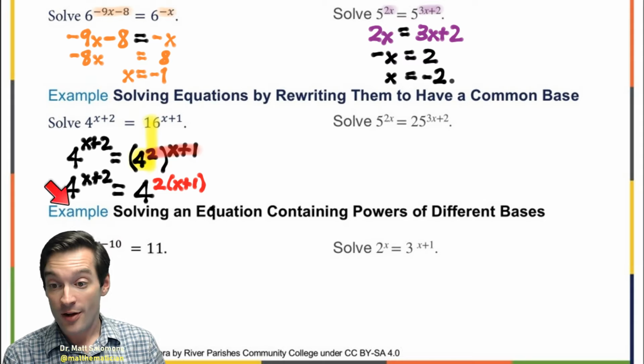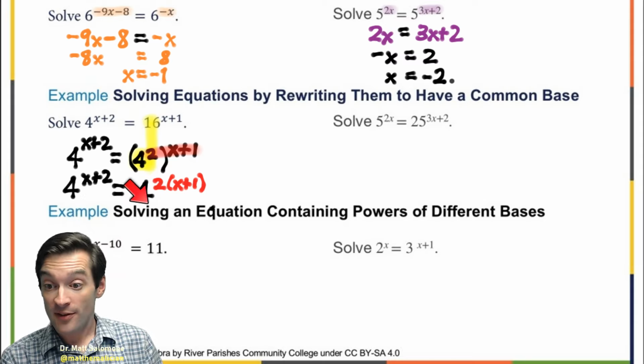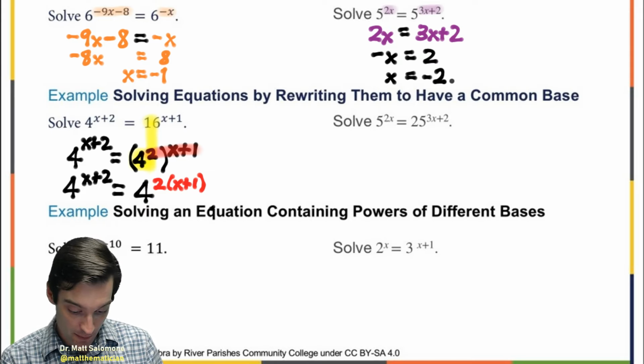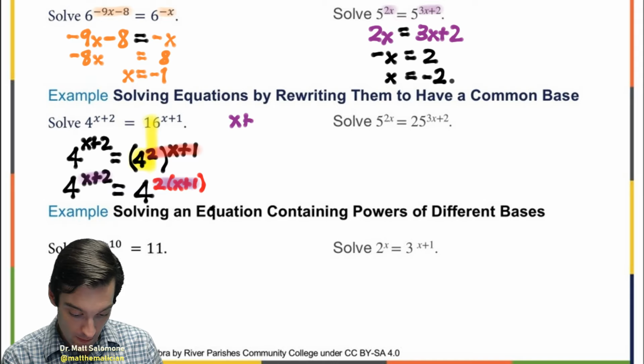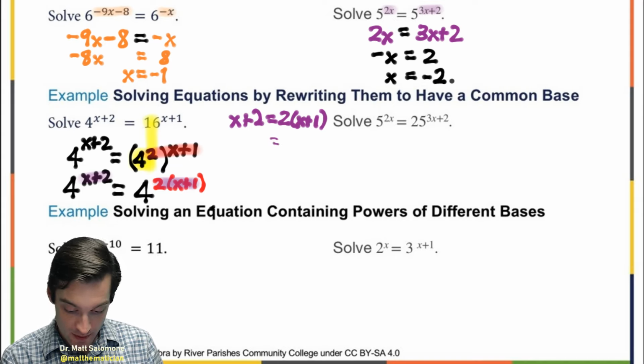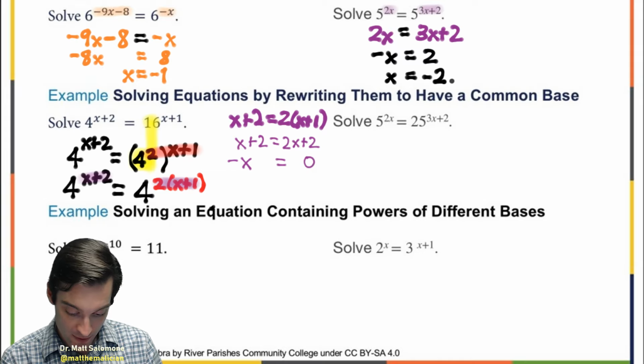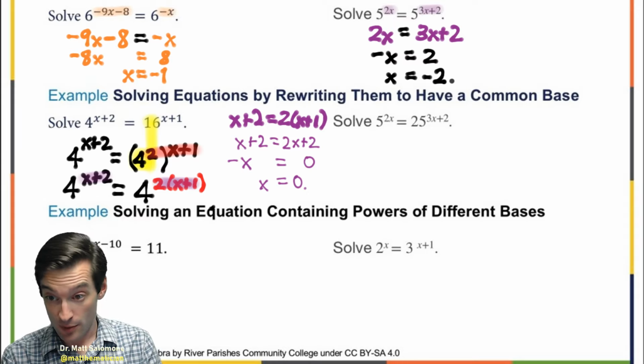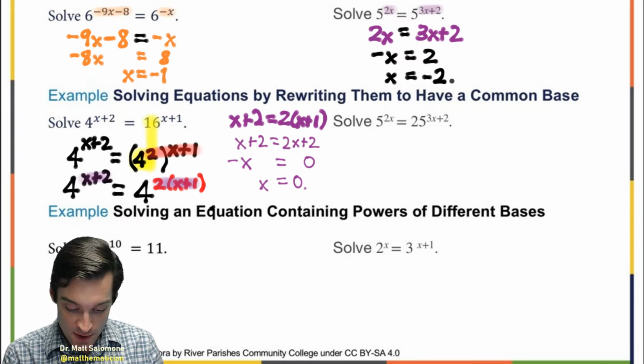And now look at what we have. We have an exponential equation with the base on both sides of my equation being the same. And so we can borrow the same strategy that we used before and just equate the exponents. X plus 2 is equal to 2 times the quantity x plus 1. And then we would solve this in the usual fashion. Simplify the right-hand side. I'm going to subtract 2x from both sides, and I'm going to subtract 2 from both sides. I find out x is equal to 0 is my solution to this problem. So that's the way to do it using the strategy that we've already talked about.